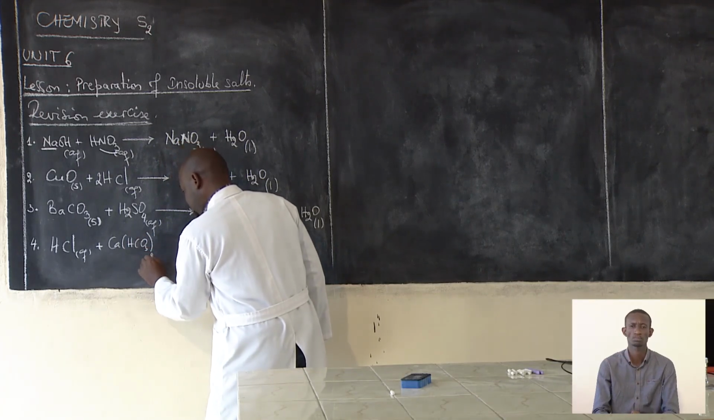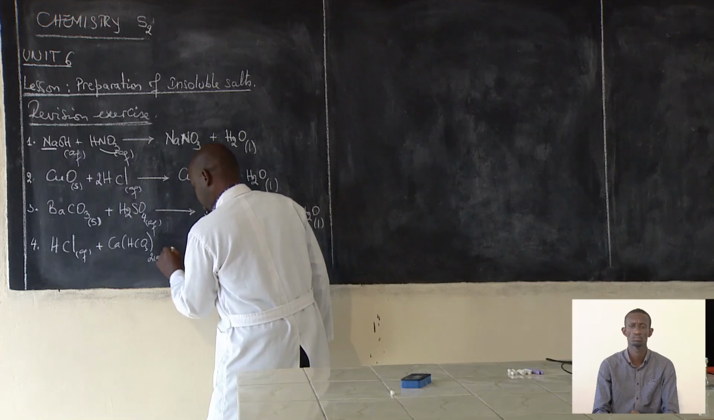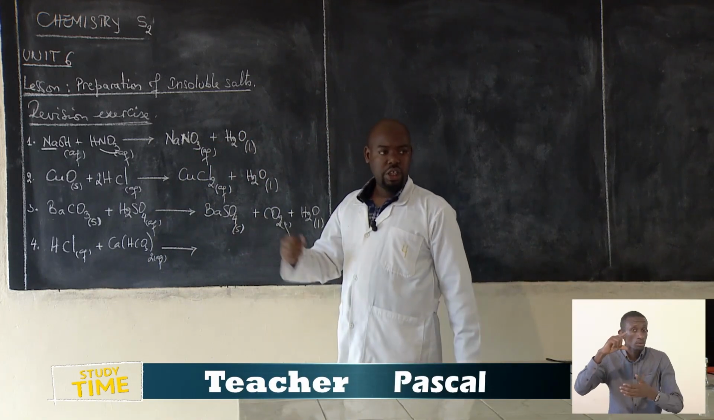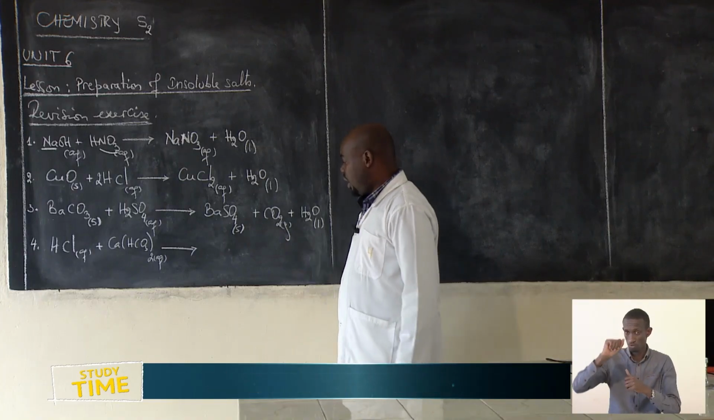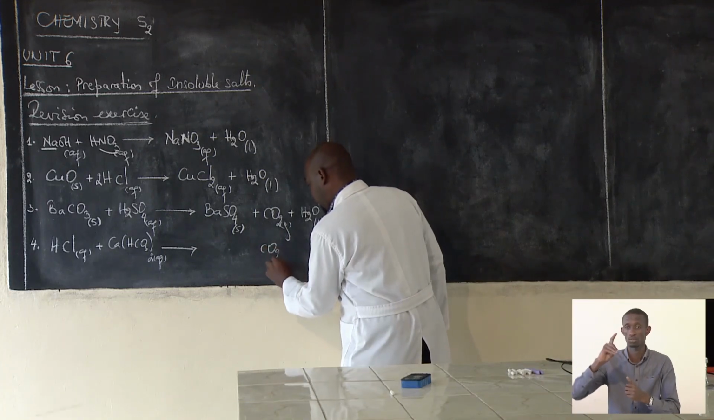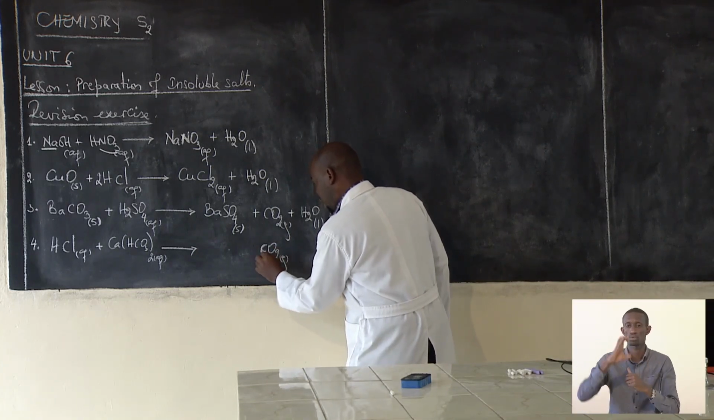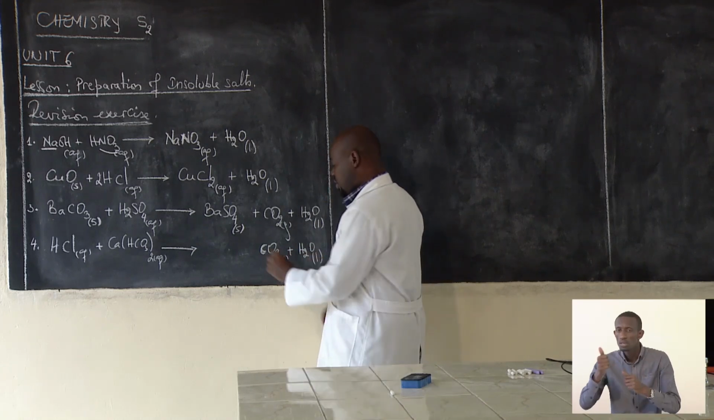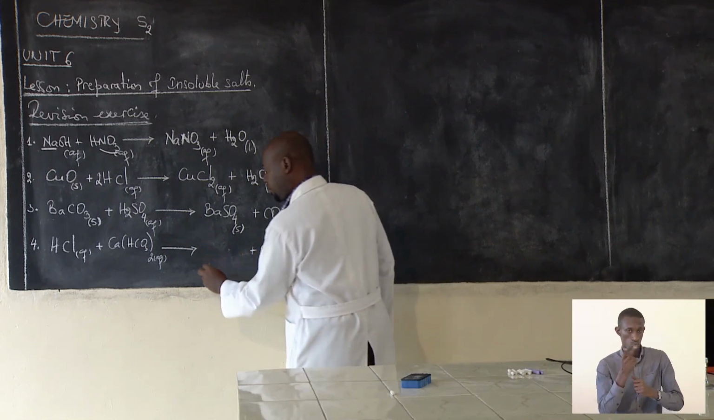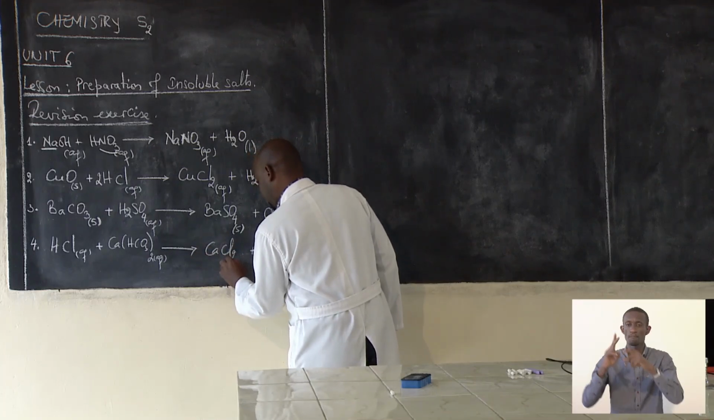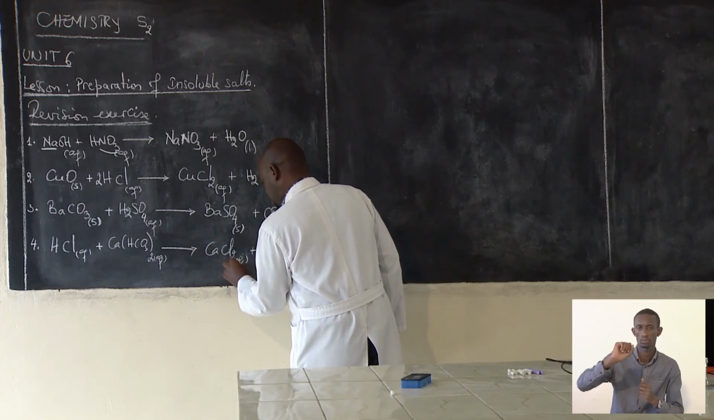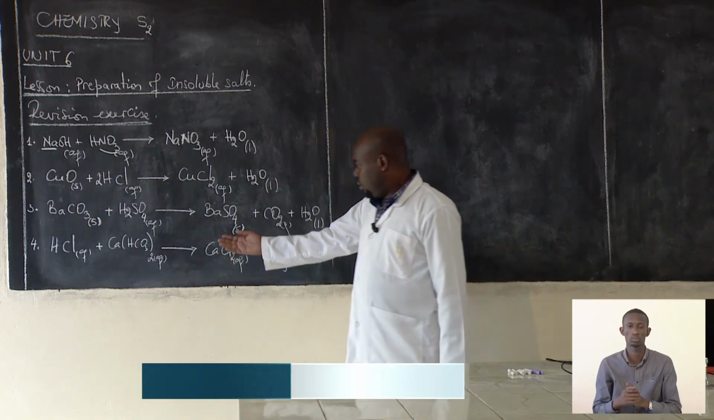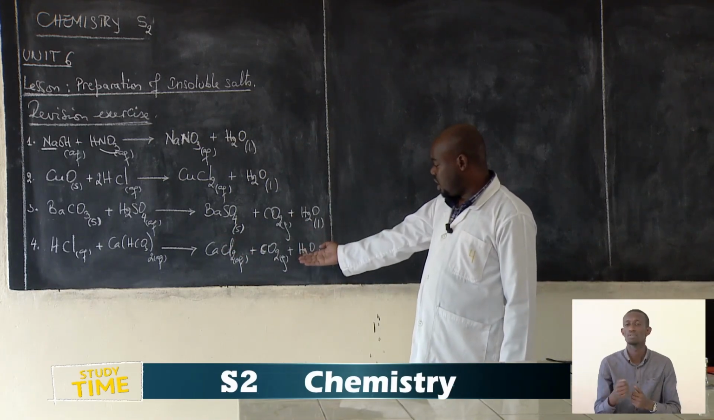Like the carbonates, when a hydrogen carbonate reacts with an acid, we produce carbon dioxide, that is one of the products, and the other product is water, and these are produced with a salt. Here we have calcium chloride, which is soluble in water. And what do we get here? These are the products we have.